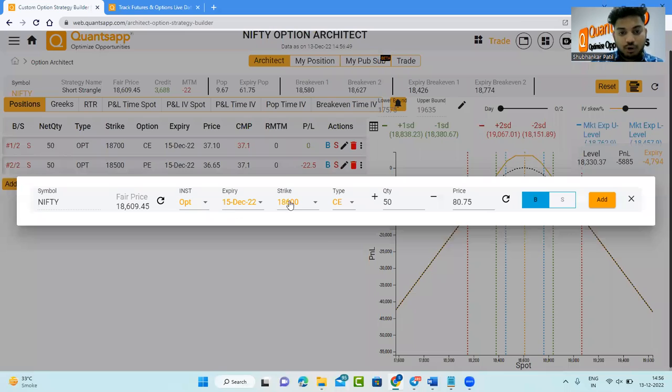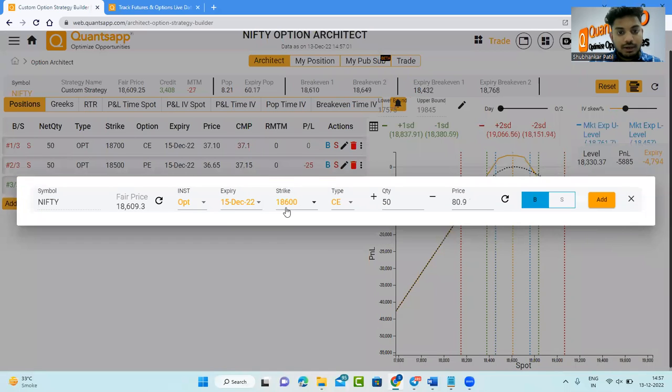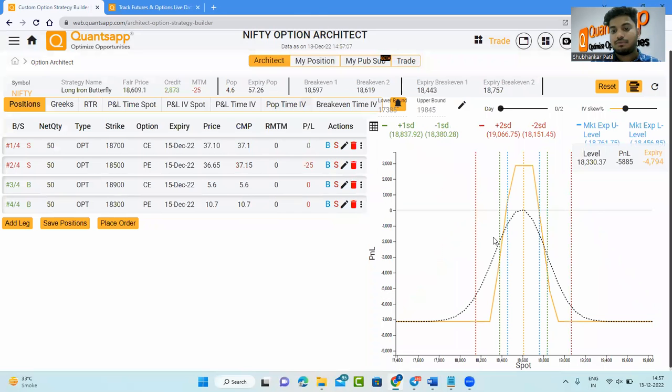Again, to adjust this, what you can do is buy some hedges. So let's say you buy an 18,900 strike call option. And another thing you can do is buy an 18,300 put option. So you can hedge this as well, you can modify this as well. So this is called a long iron butterfly. You can also call it an iron condor. This can also be called an iron condor.